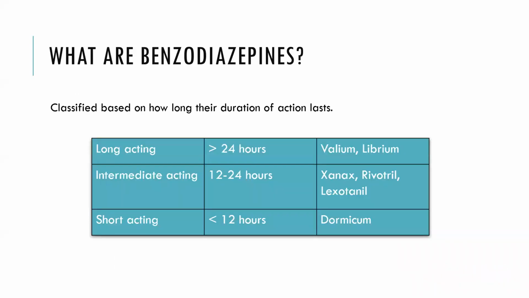Now, these drugs are classified based on how long their duration of action lasts. They might be long-acting, such as Valium or Librium, or intermediate-acting, such as Xanax, Rivotril, or Lexotanil. These are usually the ones which are used in society. And finally, we have the short-acting ones, such as Dormicum. These are usually used in a hospital setting.